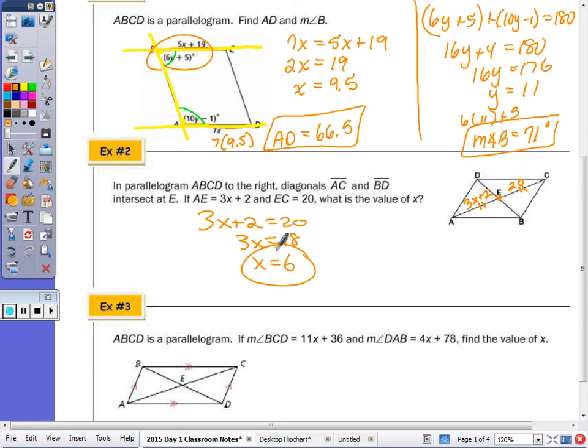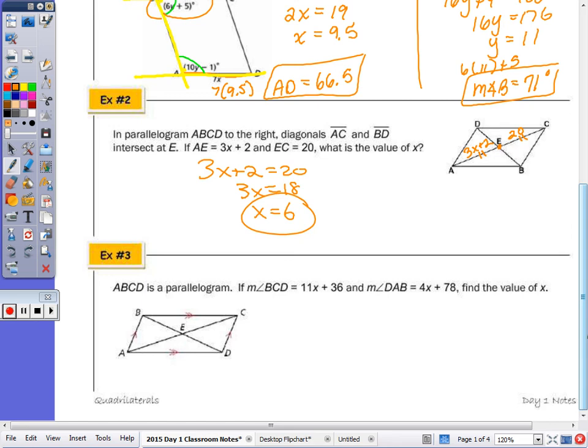Number 3, given the parallelogram, we're looking at angles BCD and DAB. So once again, opposite angles are congruent, consecutive angles are supplementary. BCD is right here. DAB is right here. Those are opposite angles. Opposite angles are congruent. So 11x plus 36, their measures would be equal, 4x plus 78. Subtract the 4x, 7x equals, what's the difference between 78 and 36? 42. Divided by 7, x is equal to 6.